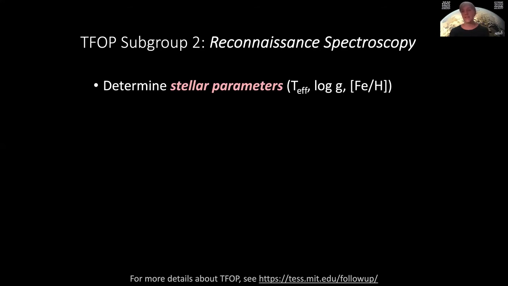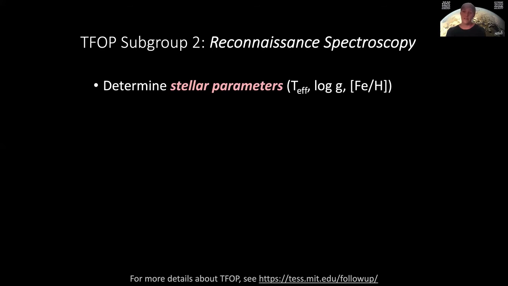The next subgroup is subgroup 2, which performs reconnaissance spectroscopy. In this case, they're picking out a particular star that's suspected to host a candidate transiting planet, and they're acquiring a couple of stellar radial velocities. These are low precision radial velocities, and what they can do with the spectroscopy is figure out what the stellar parameters are. They can determine the effective temperature, the surface gravity, and the metallicity.